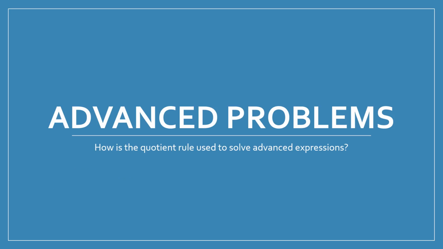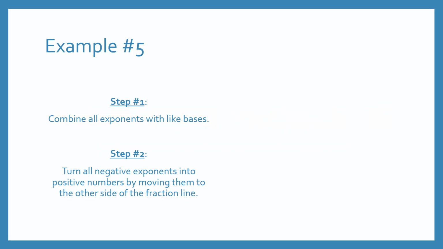All right, let's look at a few advanced problems where we combine several of the rules together when we're using negative exponents. Okay, now first things first, if you see any numbers that don't have an exponent, add that exponent in. And right now, that 2 is to the first power. It's important to remember that.